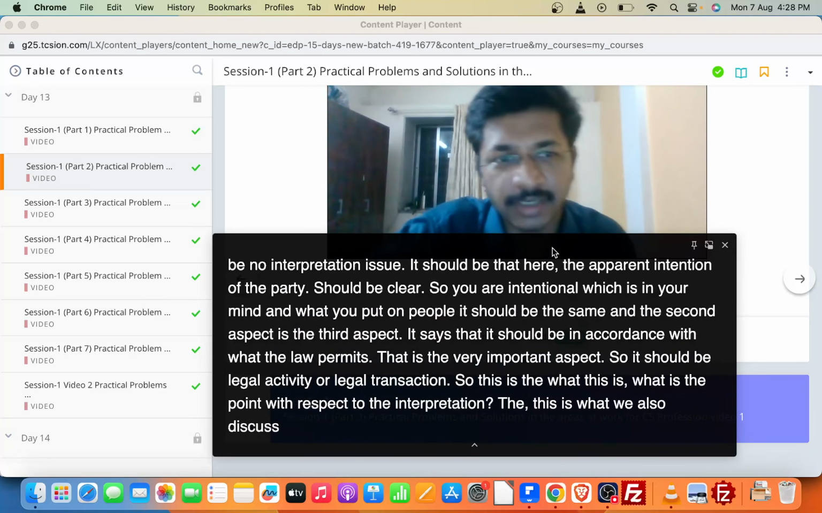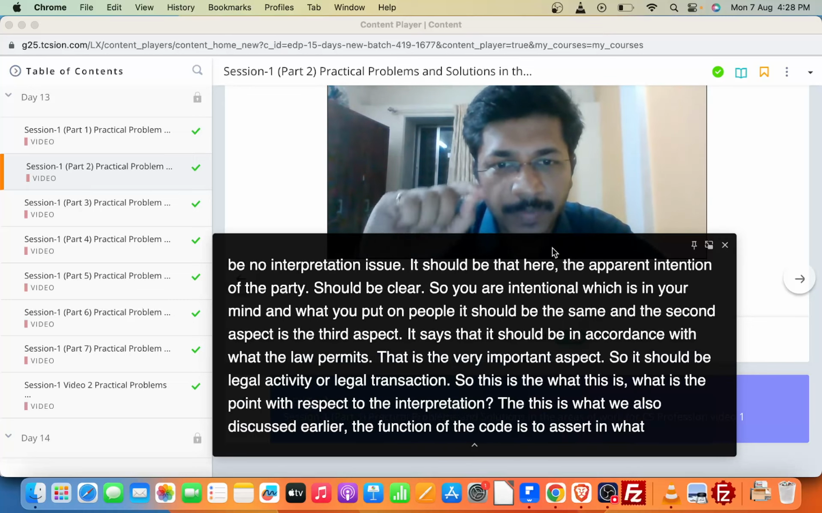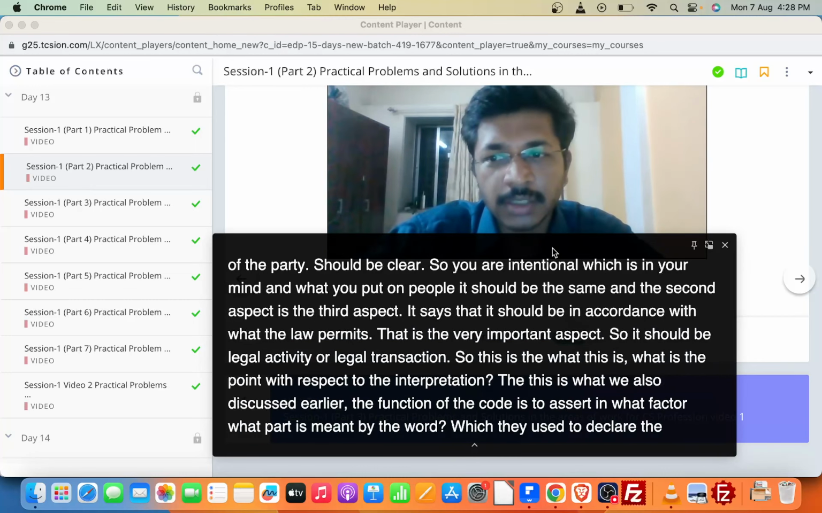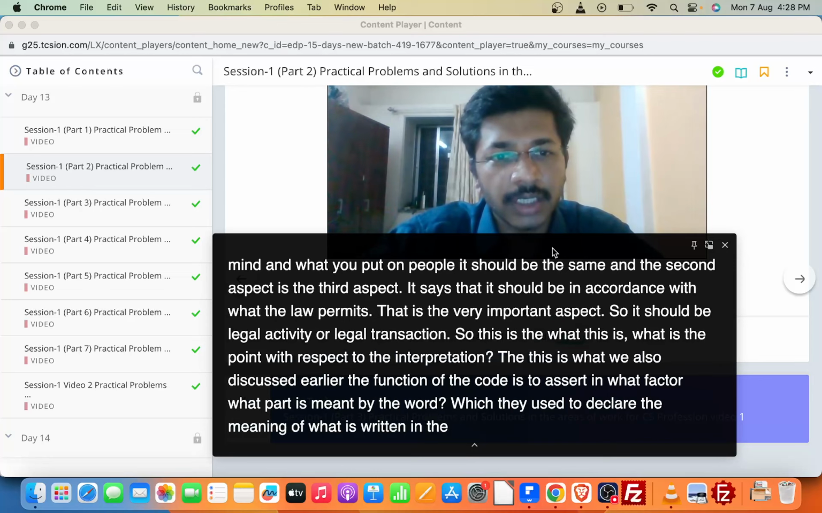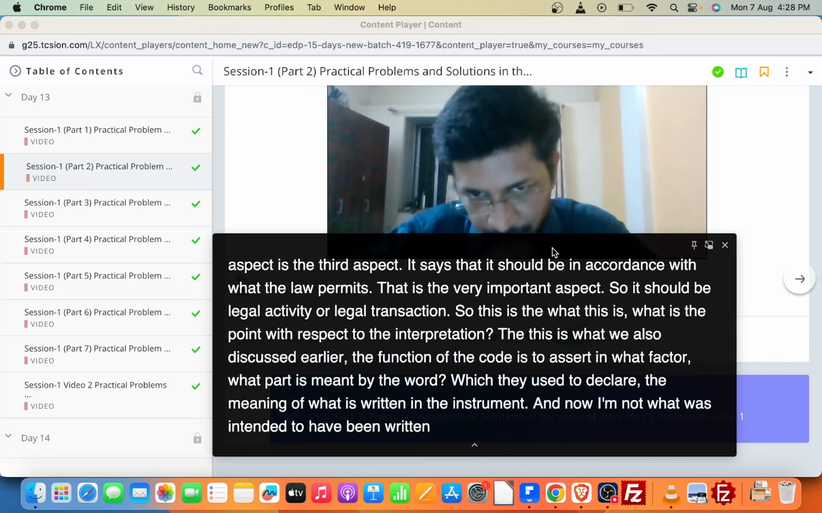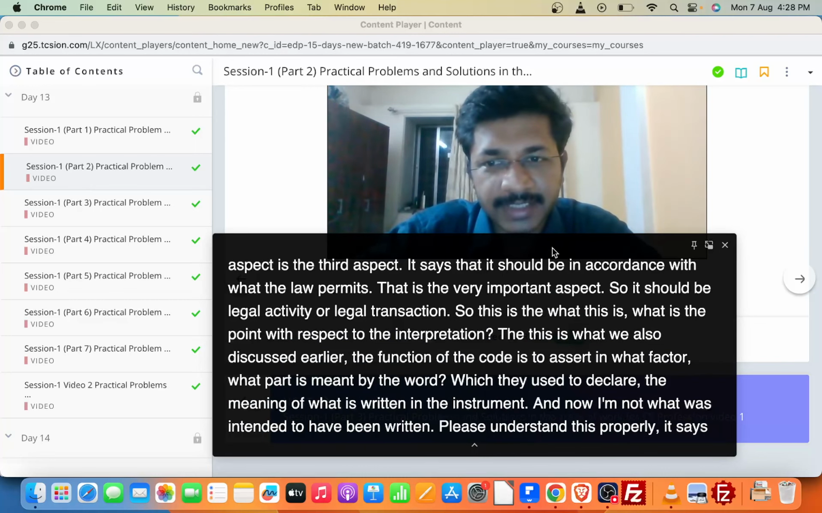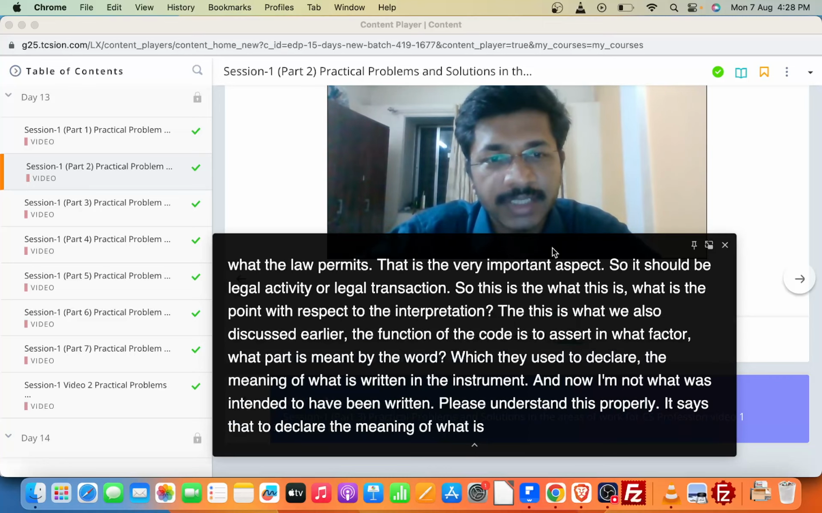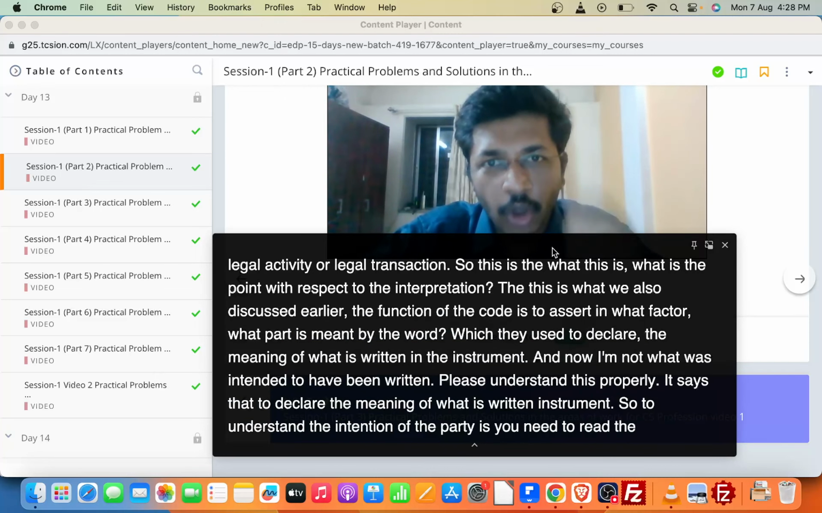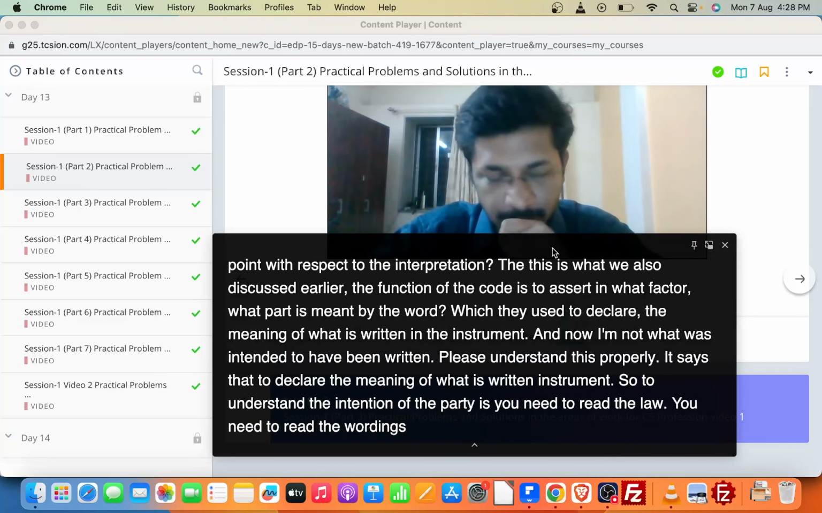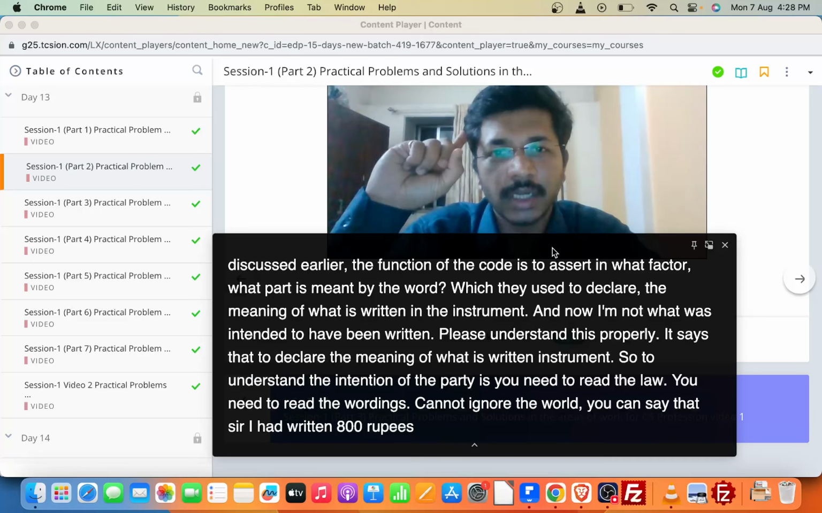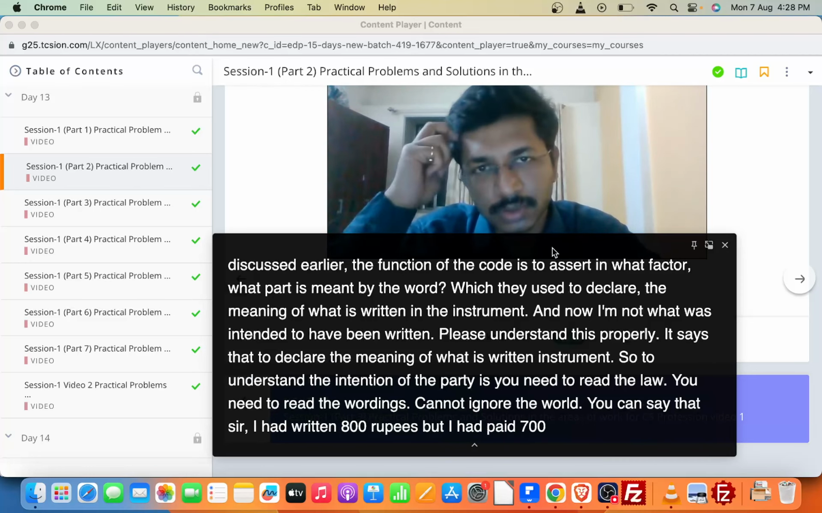This is what we also discussed earlier. The function of the court is to ascertain what the parties meant by the words which they used, to declare the meaning of what is written in the instrument, and not what was intended to have been written. Please understand this properly. To understand the intention of the parties, you need to read the law. You need to read the wordings. You cannot ignore the wording and say, sir, I had written 800 rupees, but I had paid 700. So now interpret.